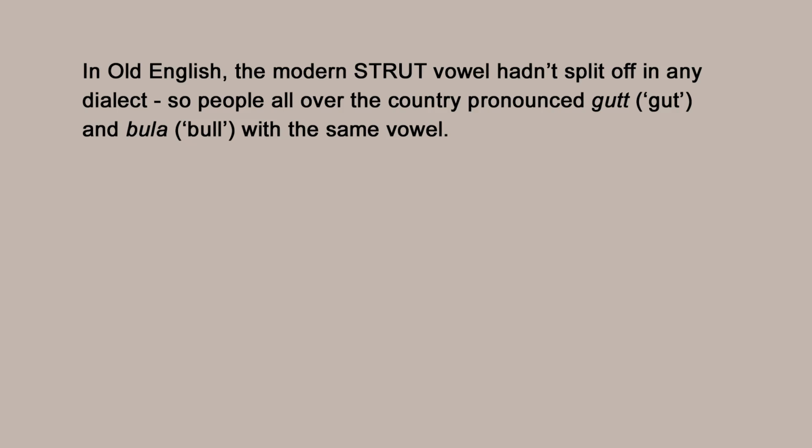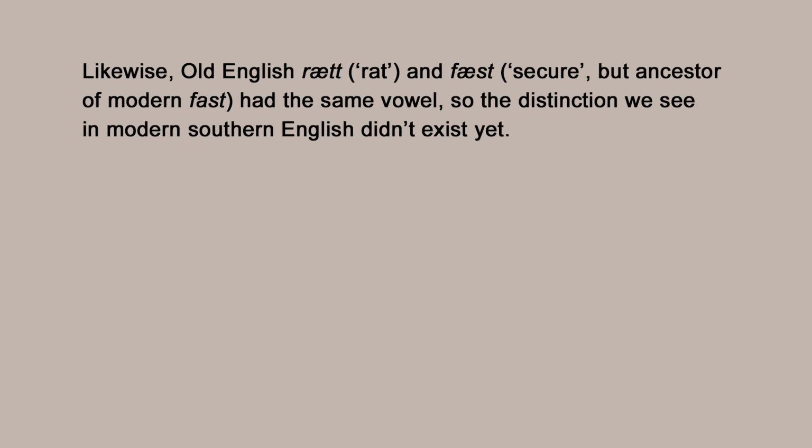The foot and strut vowels were not separate in any dialect of Old English as far as we know. They split in Southern English in the late 1500s, which I've made a video on in the past. So just like gut and bull have the same vowel in modern Northern English, gut had the same vowel as bulla in Old English, whether you were Southern or Northern. The same is true of the trap and bath vowels. Rat and fast had the same vowels in Old English, whether you were Southern or Northern.